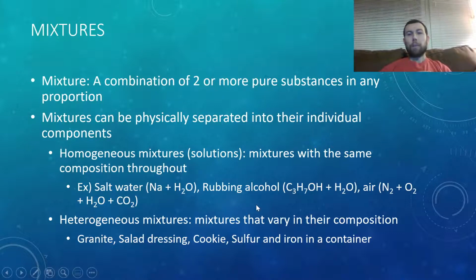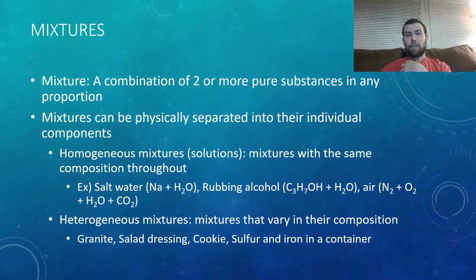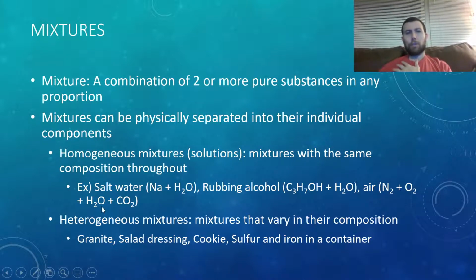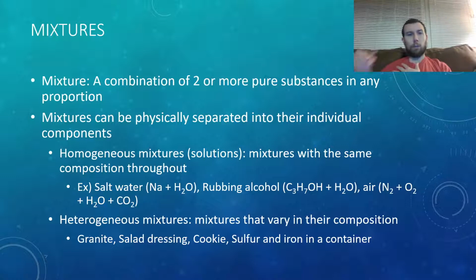You've got something like rubbing alcohol. If you've ever had a cut or a scrape on your leg or your elbow and you've had to use rubbing alcohol, that's a type of homogeneous mixture. Rubbing alcohol consists of isopropyl alcohol, that's this component right here, and it's mixed with water. And another very common homogeneous mixture that's important to us is air. The air we breathe contains nitrogen, oxygen, water, and carbon dioxide. And the oxygen in the air is what our lungs need to provide oxygen to the rest of our body.